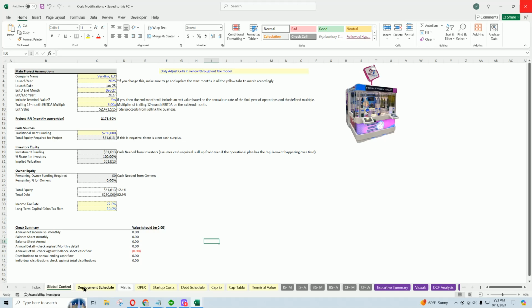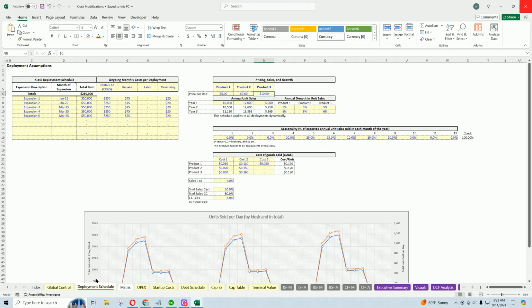But the main update is on the deployment schedule. So this is all completely new and different than the default kiosk model, and I'll explain it. So instead of having multiple tranches of deployments with deployment 1 has 10 kiosks, deployment 2 has 20, etc., each of these rows represent a single deployment of a single kiosk machine up to, let's see, I think we did 10 here. Yeah, there's up to 10 deployments.